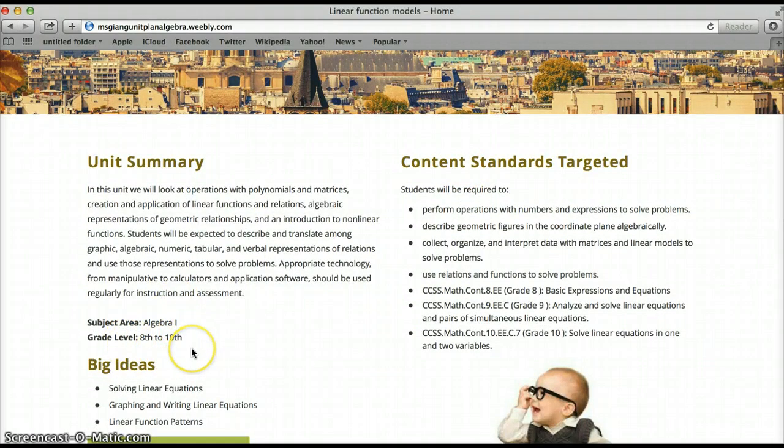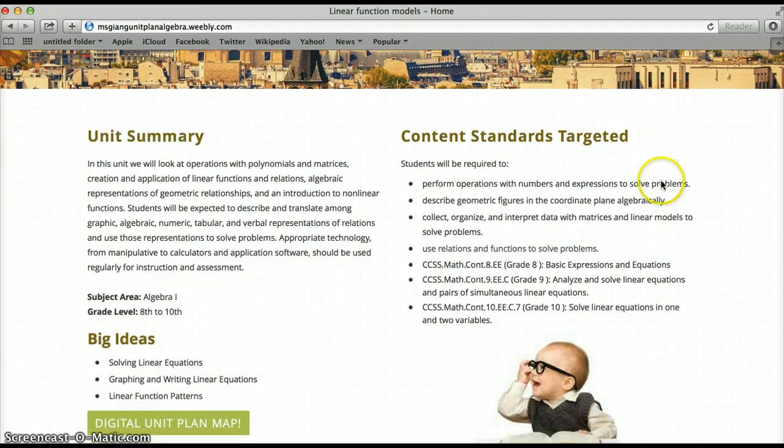to 10th grade, and this California content standard is for 8th grade to learn about basic expression and equation. 9th grade learn about analyzing and solving linear equations and pairs of simultaneous linear equations. And for 10th grade, solve linear equations in 1 and 2 variables.